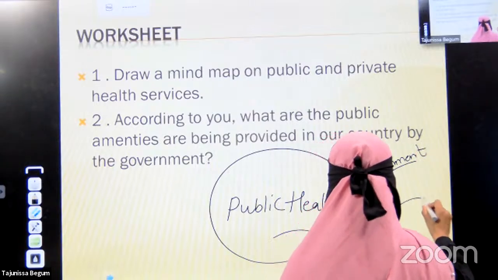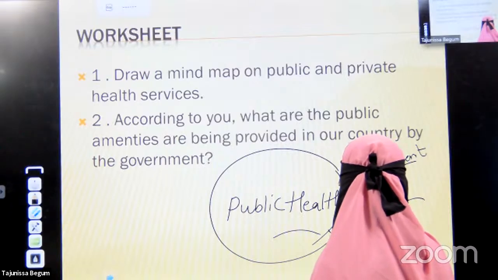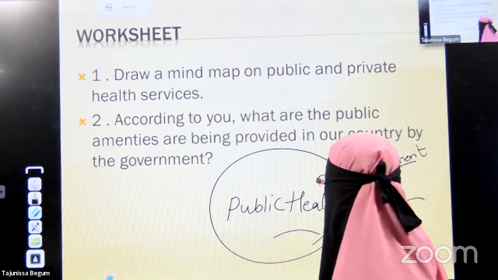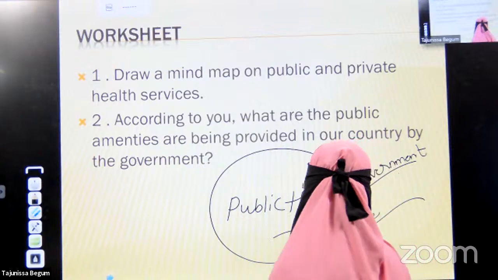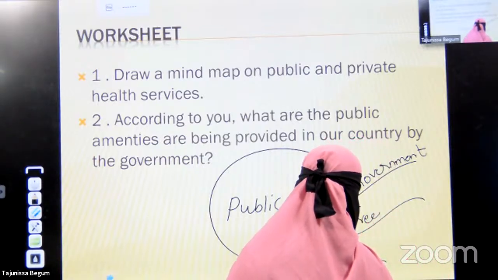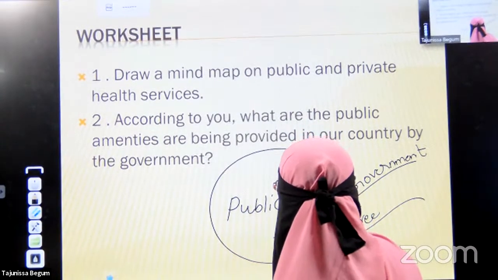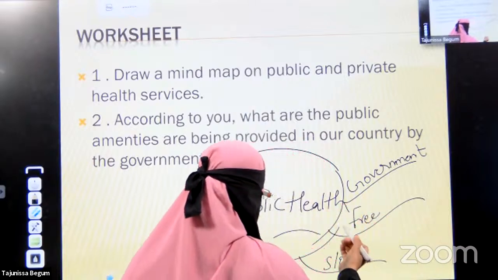Then do they charge money? No, it's free of cost. Then what do you see? The treatment is very fast. The treatment will be slow. Then, who controls it? The government, free of cost.